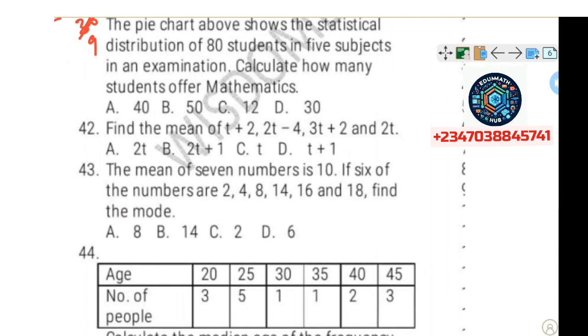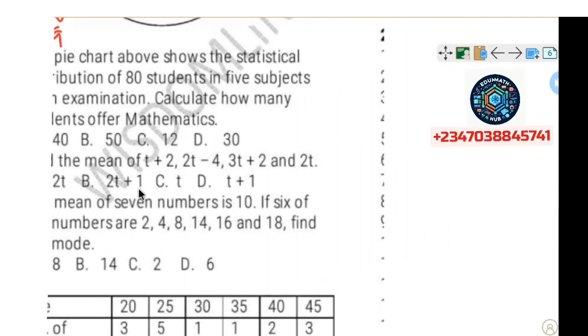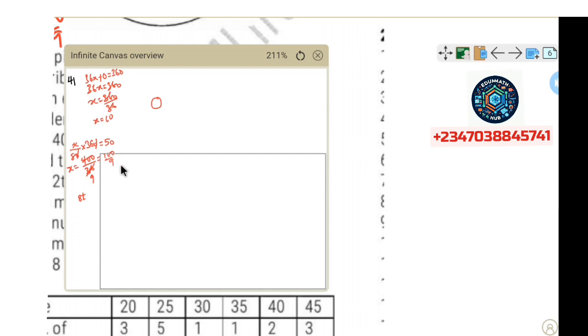So let's do the addition. So you have t plus 2t, that's 3t. 3t plus 3t, that's 6t. 6t plus t plus 2t, that will give you 8t. So we have 8t. Then let's add the numbers. For the numbers, you have 2 plus 2, that's 4. 4 minus 4, that's 0. So for the numbers, you're getting 0.